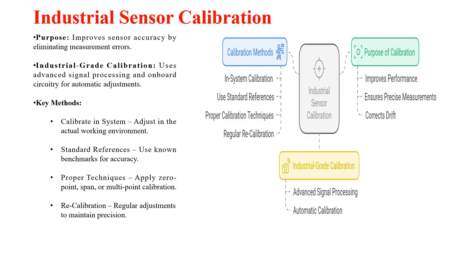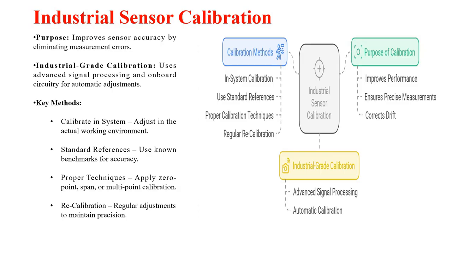Then you have industrial-grade calibration, which uses advanced signal processing algorithms and onboard circuitry for automatic calibration, and it will reduce manual adjustments, improving efficiency and reliability.